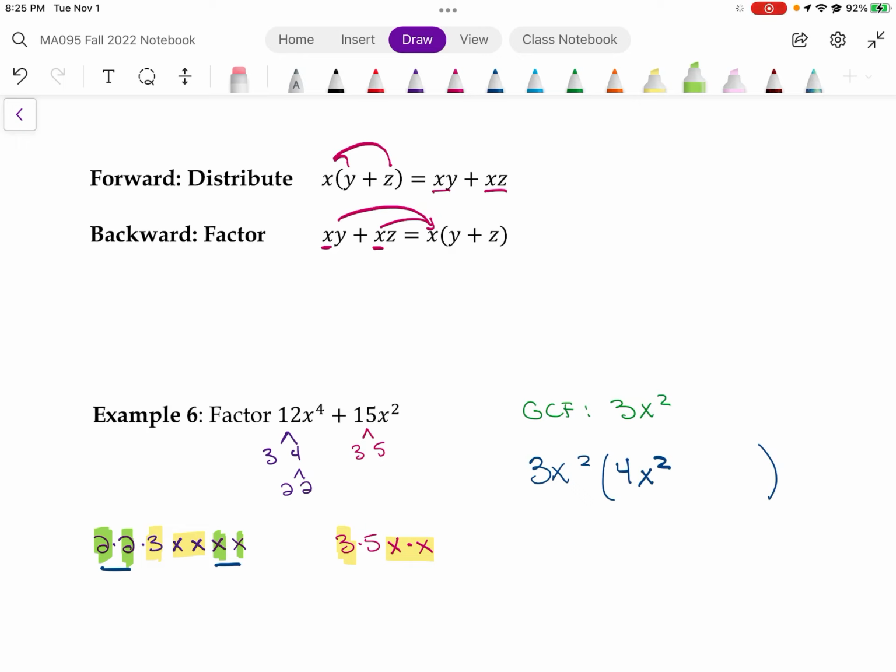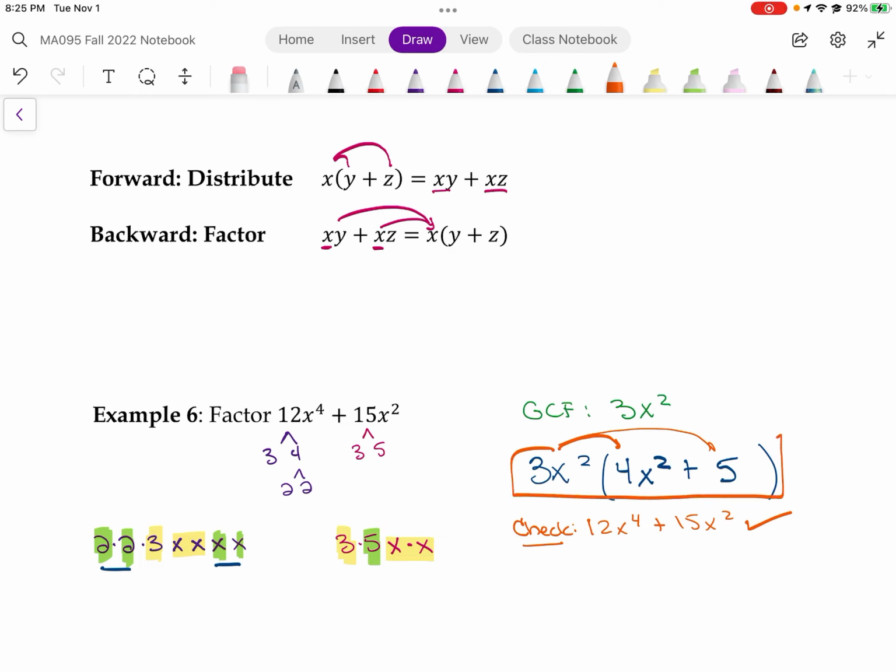So what's left out of 15x squared after we pull 3x squared out? What's left is that 5 right there. So we would say plus 5. If you are unsure, multiply it back out. Distribute: take 3x squared times 4x squared, and you get 12x to the 4th. Then multiply the 3x squared times the 5, and I get 15x squared. So this is my check. I'm multiplying it back out. Did I get my original? Yes, I did. So we're good. It checked. Our answer is this right here.